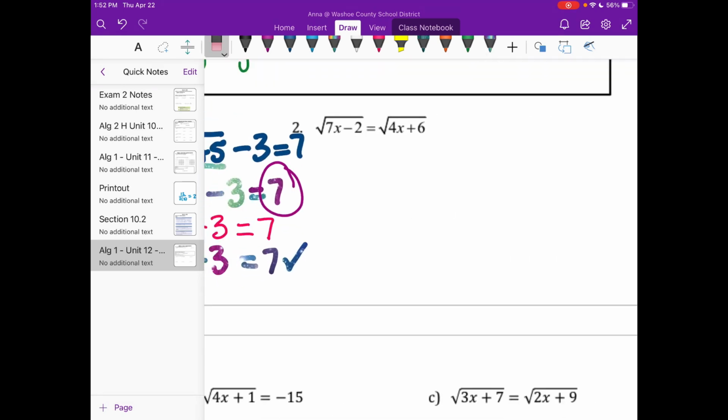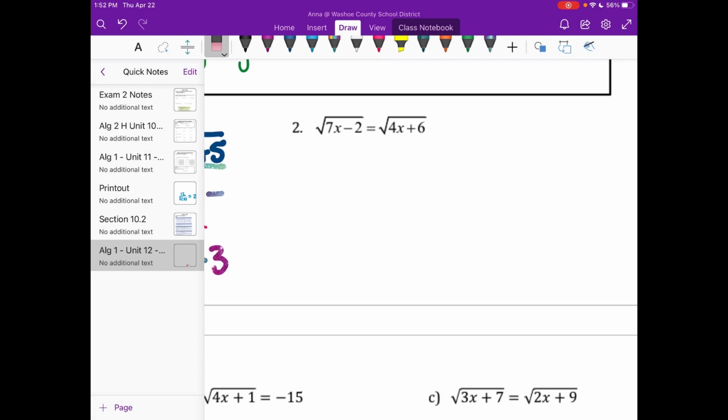Same thing on number 2. Let's go ahead and get the radical by itself. So, look, I got a radical here. It's by itself. And hey, look at that. This radical is by itself too. So since I have 2 radicals by themselves, I don't even have to do anything for step 1. I can just go ahead, square both sides to get rid of those radicals.